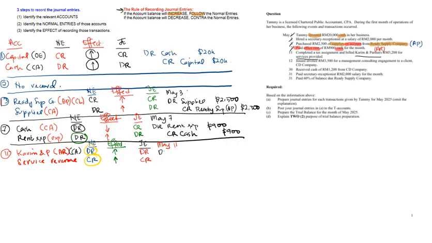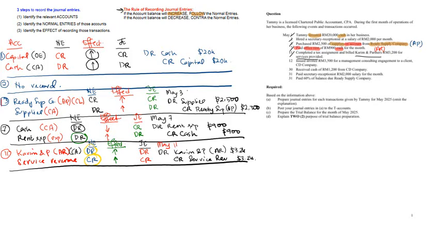Debit Karim and Partners, account receivable, amount 3,200, and then credit service revenue, 3,200. Done. That's the transaction recording for 11.